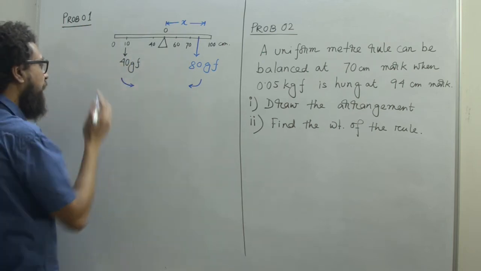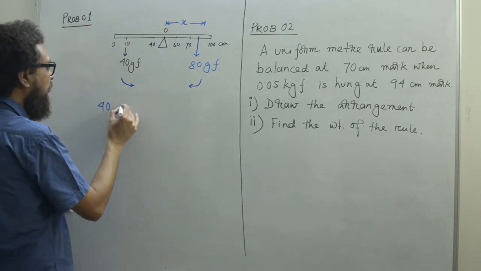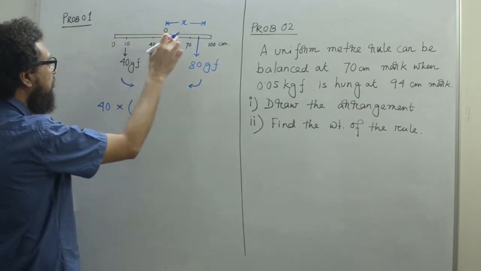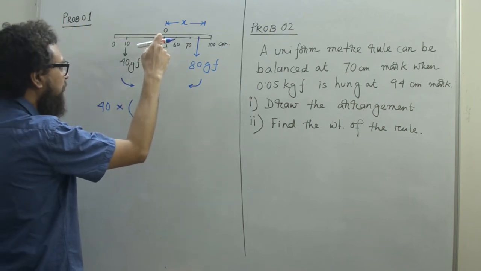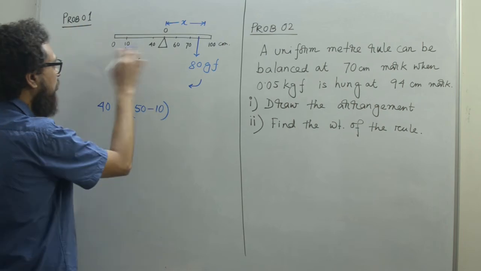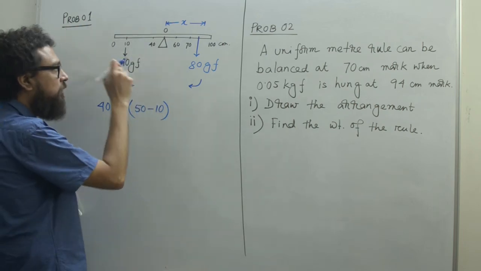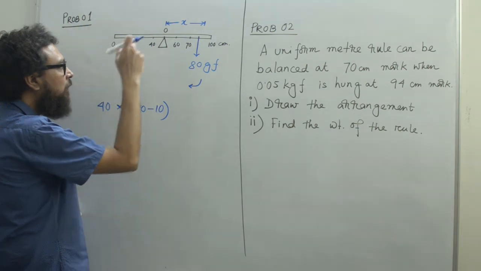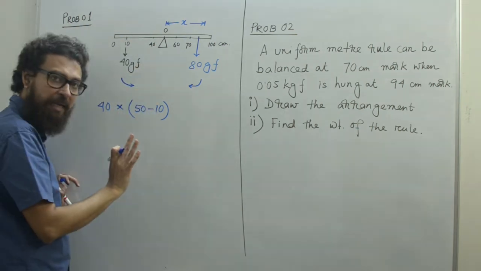So we have this 40 gram force. It is showing you the anticlockwise moment. So 40 gram force into the perpendicular distance. It is here at 10 and the pivot is at 50. So what am I going to write? I will write 50 minus 10, that means 40. I am showing the examiner that I have understood this is at the 10 centimeter mark and the pivot is at the 50 centimeter mark. So the distance is 50 minus 10.